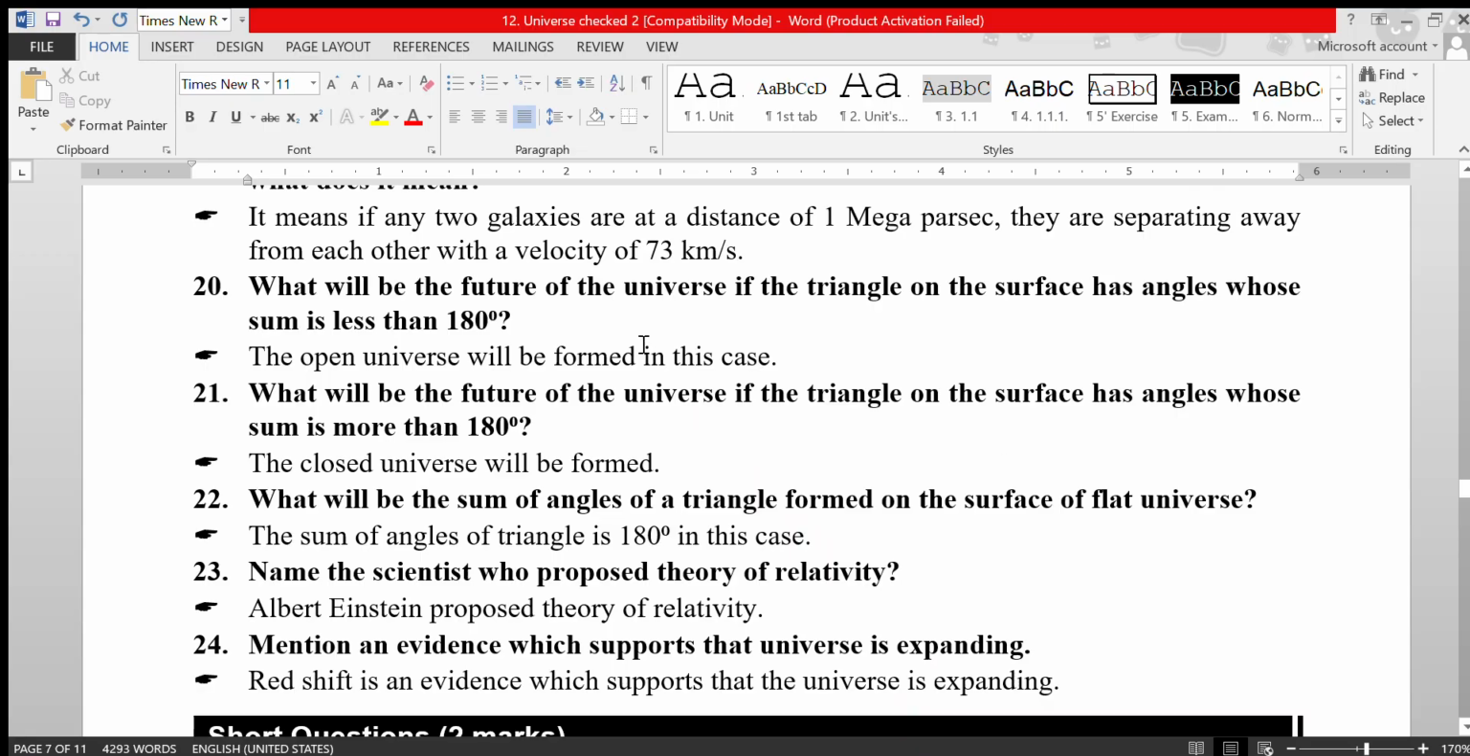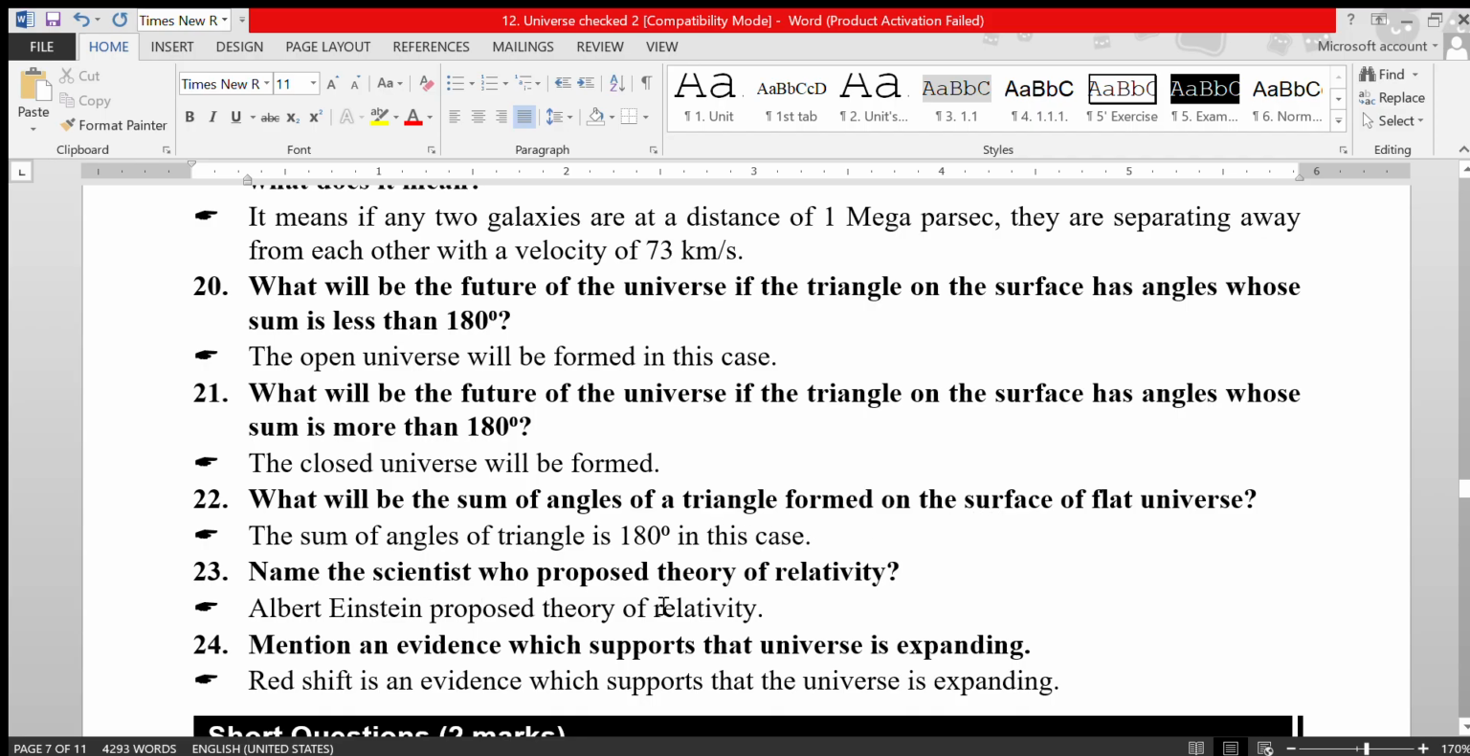What will be the future of the universe if the triangle on the surface has angles whose sum is less than 180? Open universe. What will be it if the triangle on the surface has angles whose sum is more than 180? Closed universe. What will be the sum of angles for a flat universe? 180 degrees.